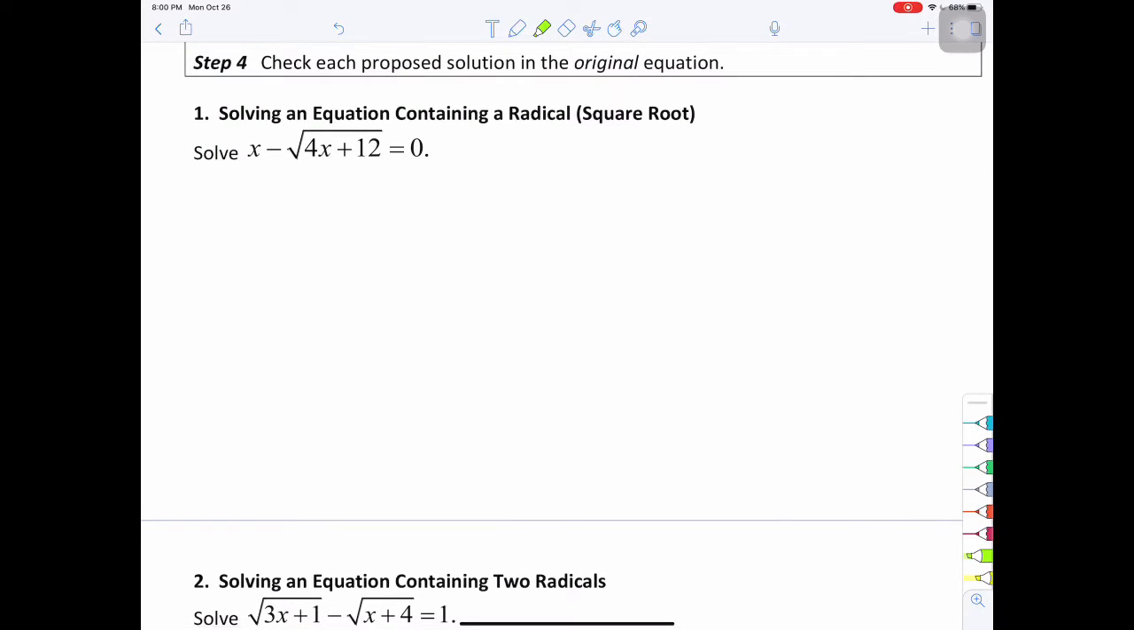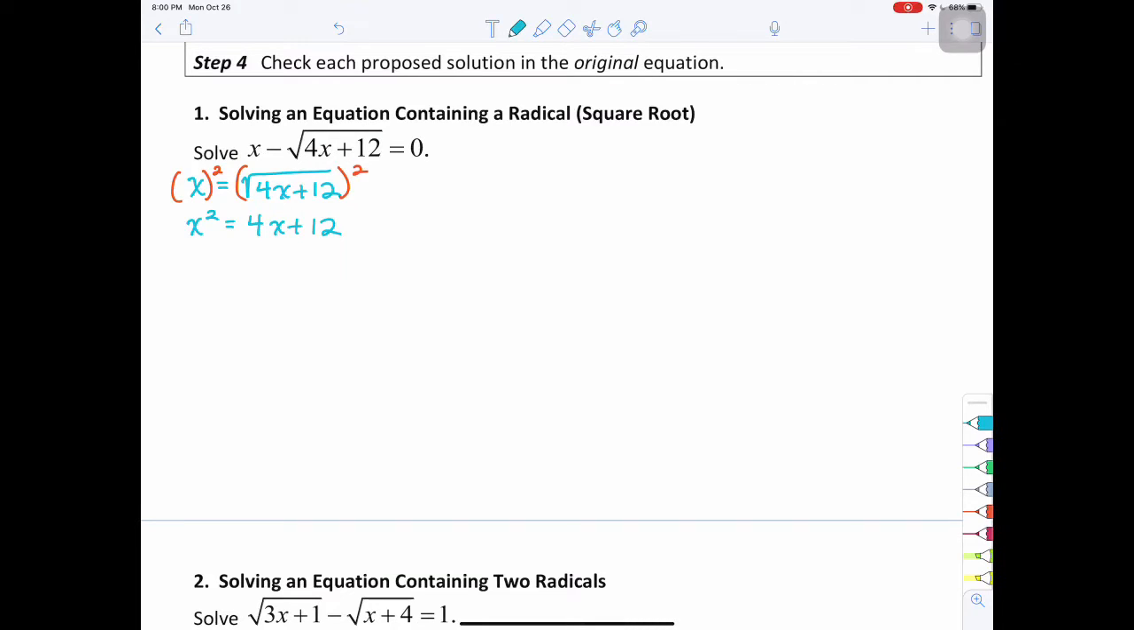We will start with solving x minus root 4x plus 12 equals 0. We just said we needed to isolate that radical, so I will add root 4x plus 12 to both sides. Now, since this is a square root, we will square both sides. And now what we have is x squared equals 4x plus 12.